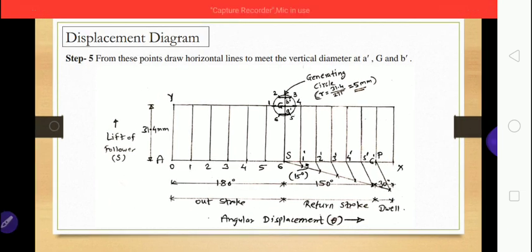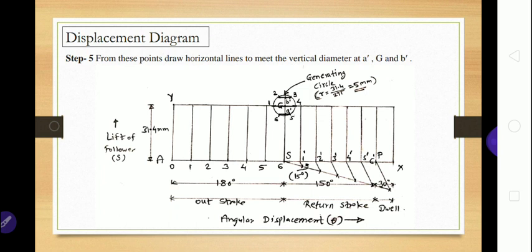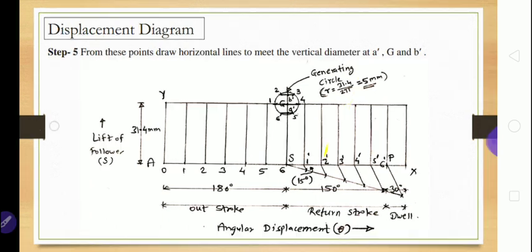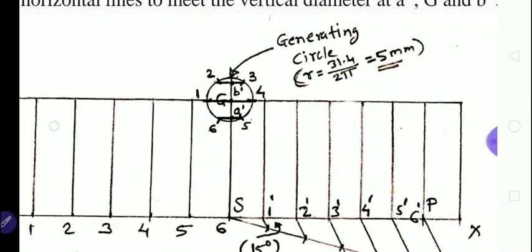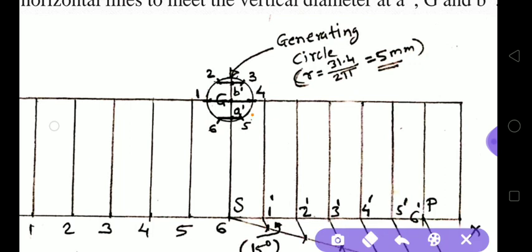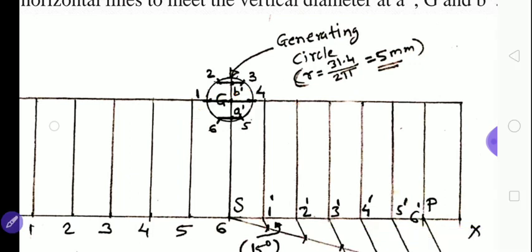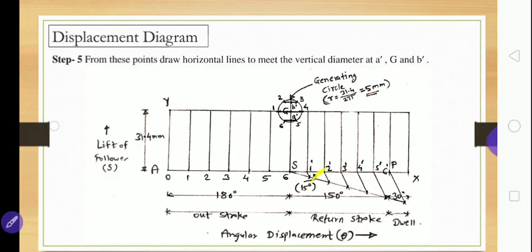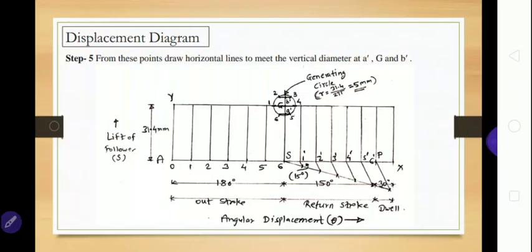From these points, draw the horizontal lines to meet the vertical diameter at A dash and B dash points. So these 3 lines will cut the vertical line into 3 points. First point is A dash point, second point is G point, and third point is B dash point. So these points we have represented on that vertical line. So this is our fifth step.